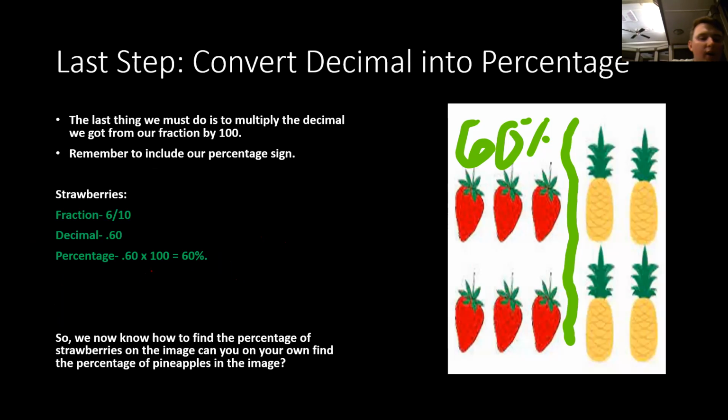So we first have our fraction here, which was 6/10, and then we have our decimal, which is 0.60, and we multiplied it out right here, 0.60 times 100, which gave us our percentage of strawberries, which is 60%. So please take this information down. This is a very important example, and this will help you to find the percentage of pineapples. So we now know how to find the percentage of strawberries in the image. Can you, on your own, find the percentage of pineapples in the image?